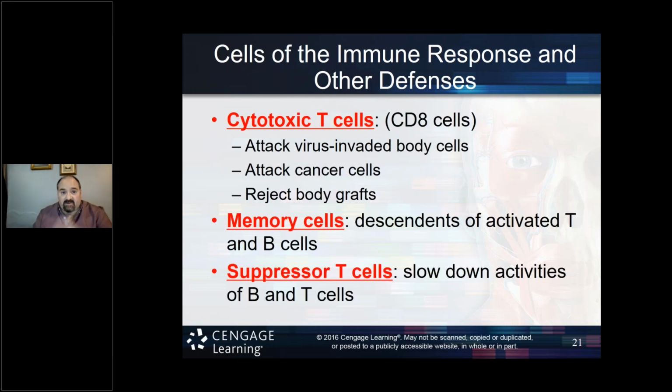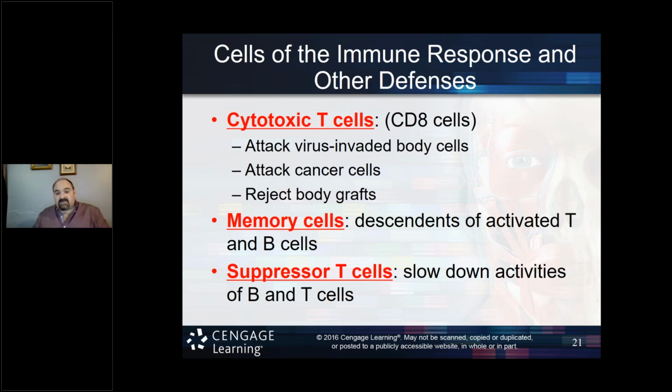These CD8 cells, right, become these cytotoxic T cells. So these cytotoxic T cells actively engage infected cells or foreign invaders, right? Virus-invaded cells, cancer cells, rejected body grafts, right? The cytotoxic T cells are actively involved in not just seeing something that's marked for destruction, but they actually destroy these cells. And the memory T cells, memory B cells have an actual memory of the encounter with these different antigens.